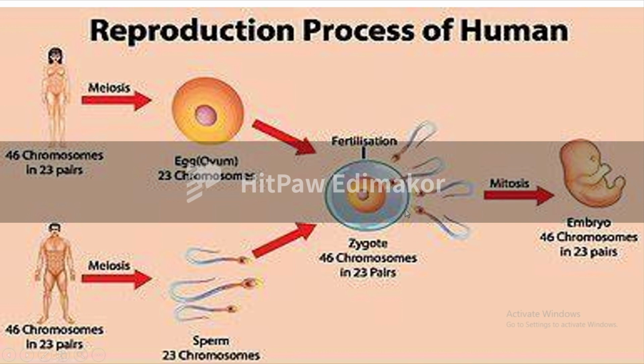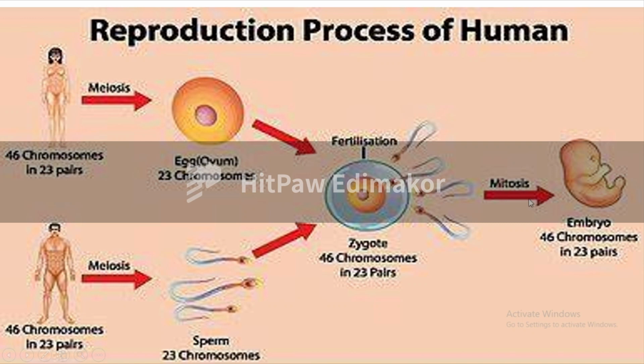When the male sperm enters the female ovum, that is called the ovum. Then the combination of the male and the female, that is ovum and sperm, gives the zygote. This zygote leads to the embryo. The embryo consists of 46 chromosomes in 23 pairs.